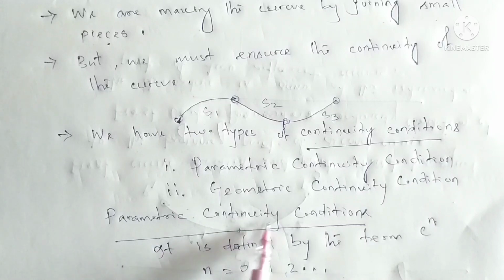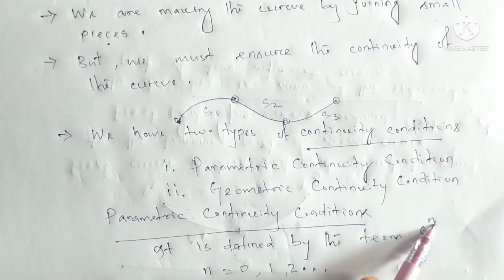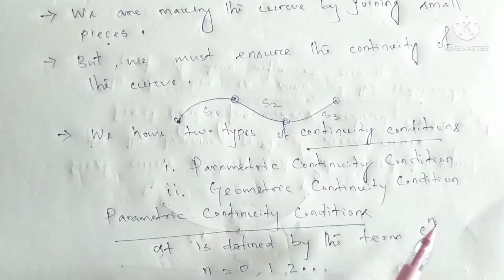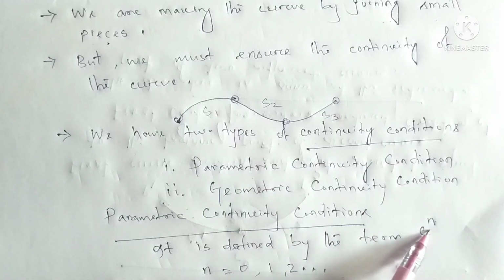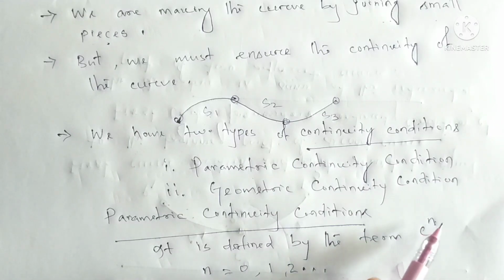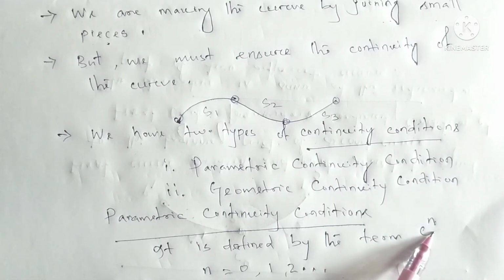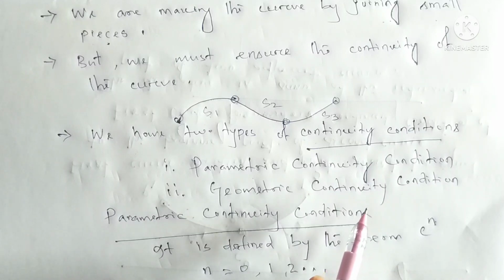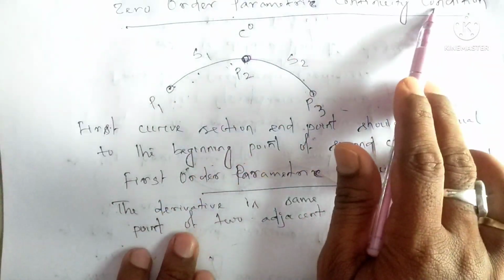So what is the meaning of parametric continuity condition? It is defined by the term C superscript n. The value of n can be 0, 1, or 2. If the value of n is 0, then we say 0 order continuity. If C superscript 1, then we say first order parametric continuity. If C superscript 2, then we say second order parametric continuity. So in order to check the continuity in the spline curve, we have 0 order continuity, first order continuity, and second order continuity. So what is the meaning of each continuity? Let's move on. 0 order parametric continuity condition, what is that?